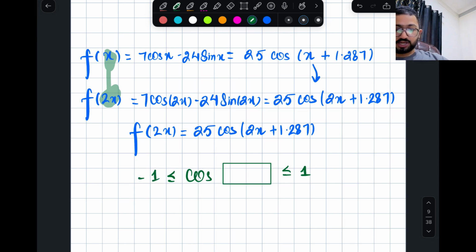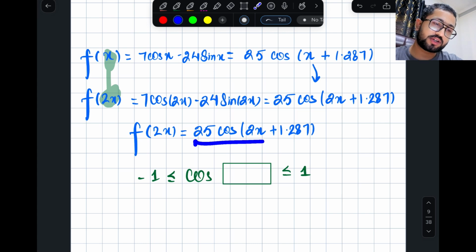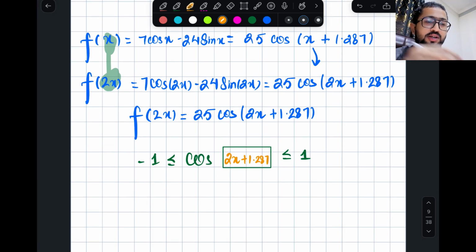The ideas will never be changed in type 1. We know that we want to find the minimum or maximum value of this function. So cos of anything, if I put 2x plus 1.287, will always be between 1 and minus 1.